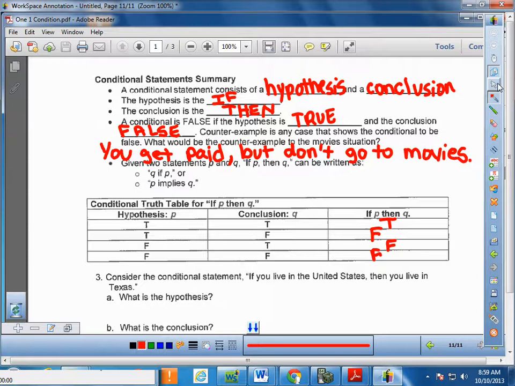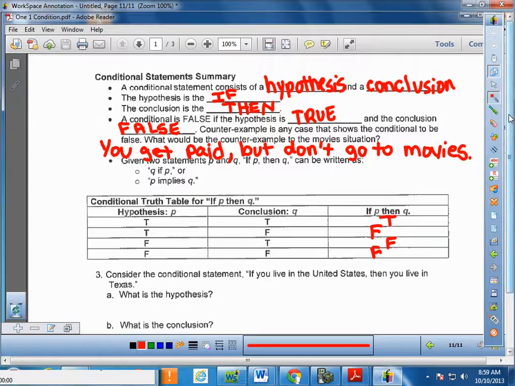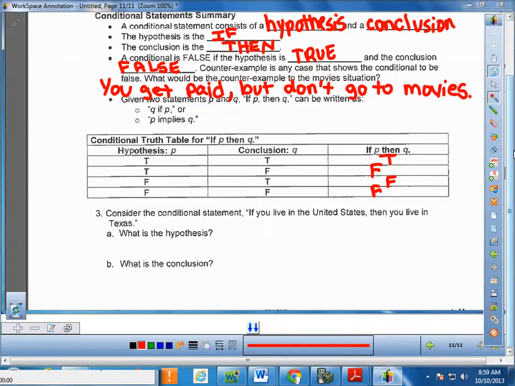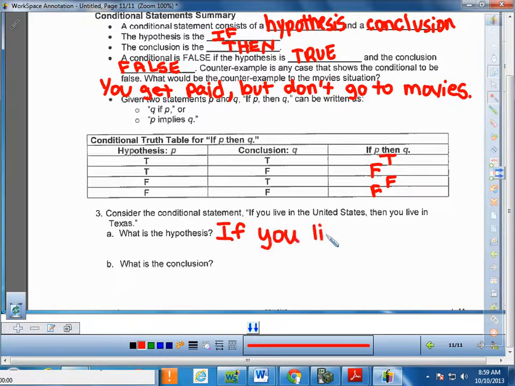Number 3, consider the conditional statement. If you live in the United States, then you live in Texas. What is the hypothesis? Remember, your hypothesis is the if part. So your hypothesis would be if you live in the U.S. The conclusion would be you live in Texas.